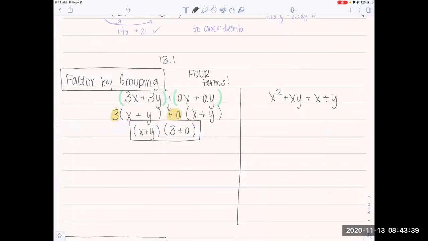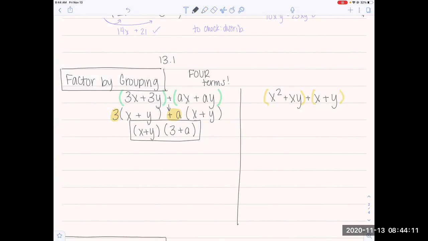Okay, so my next example, x squared plus xy plus x plus y. So again, factor by grouping, my clue is 4 terms. And so with those 4 terms, I'm going to group up the first 2, group up the second 2. The directions will specifically say to do factor by grouping.